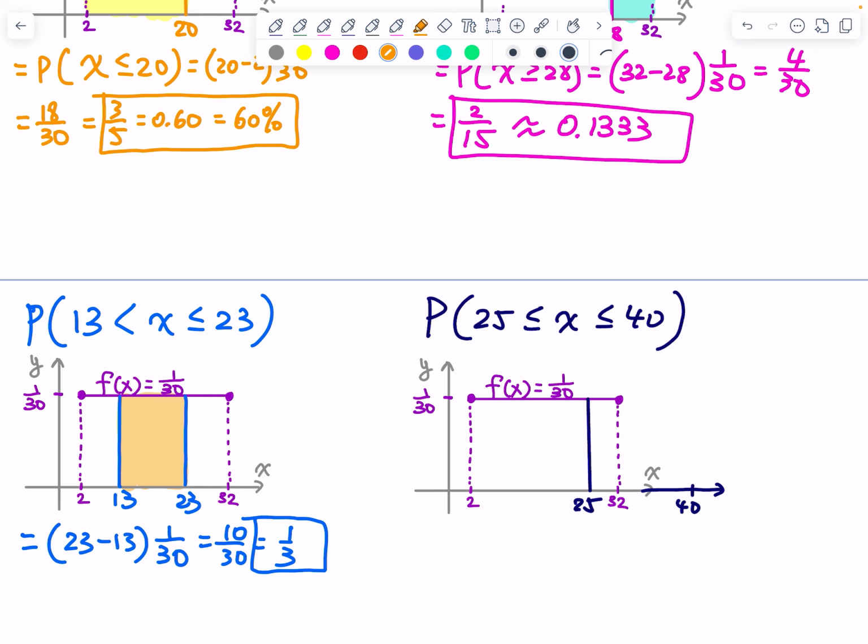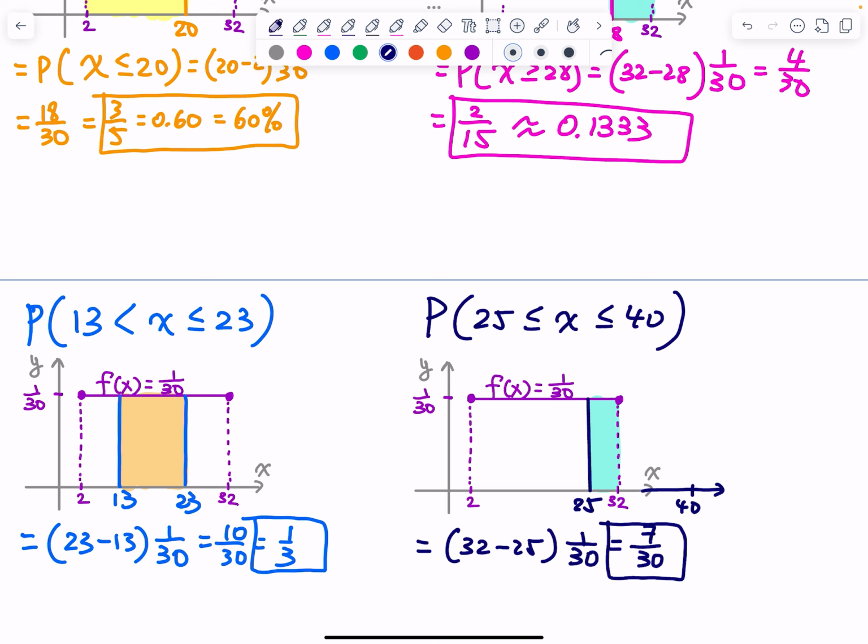Then what should we do? We will not count what is outside of the domain. I will just count that. That's all, because the horizontal line lives between 2 and 32. Once you go out of 32, there is nothing. And then this probability is 32 minus 25 times 1 over 30. That is equal to 7 over 30. You can approximate this to decimals.